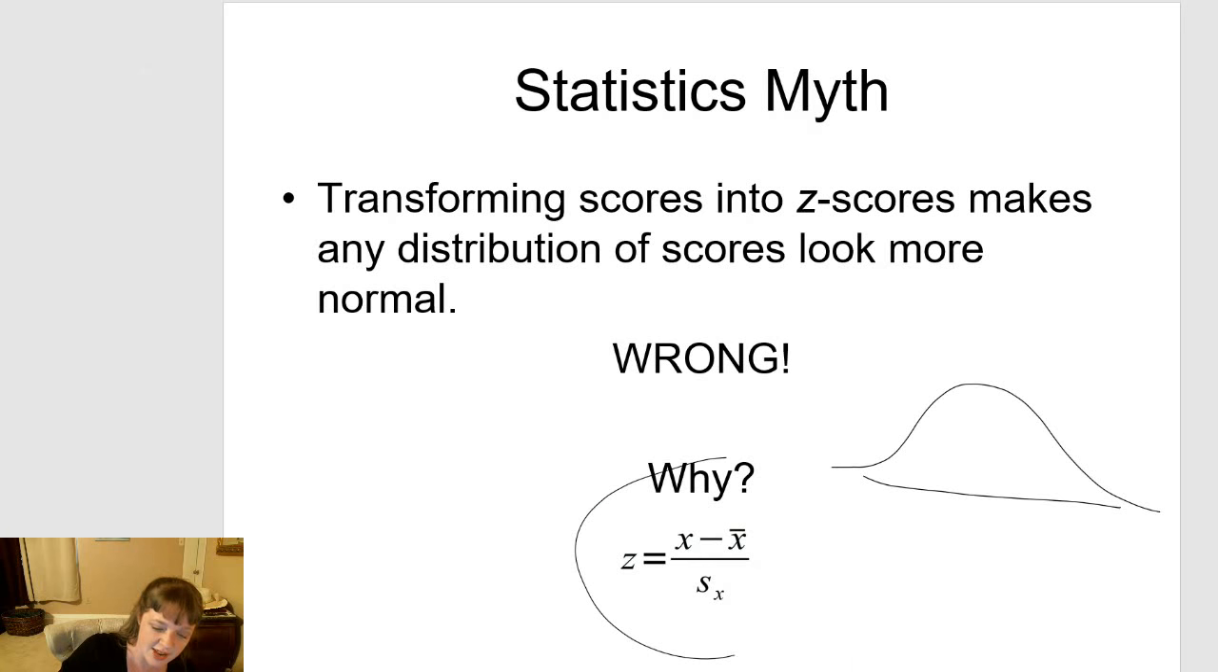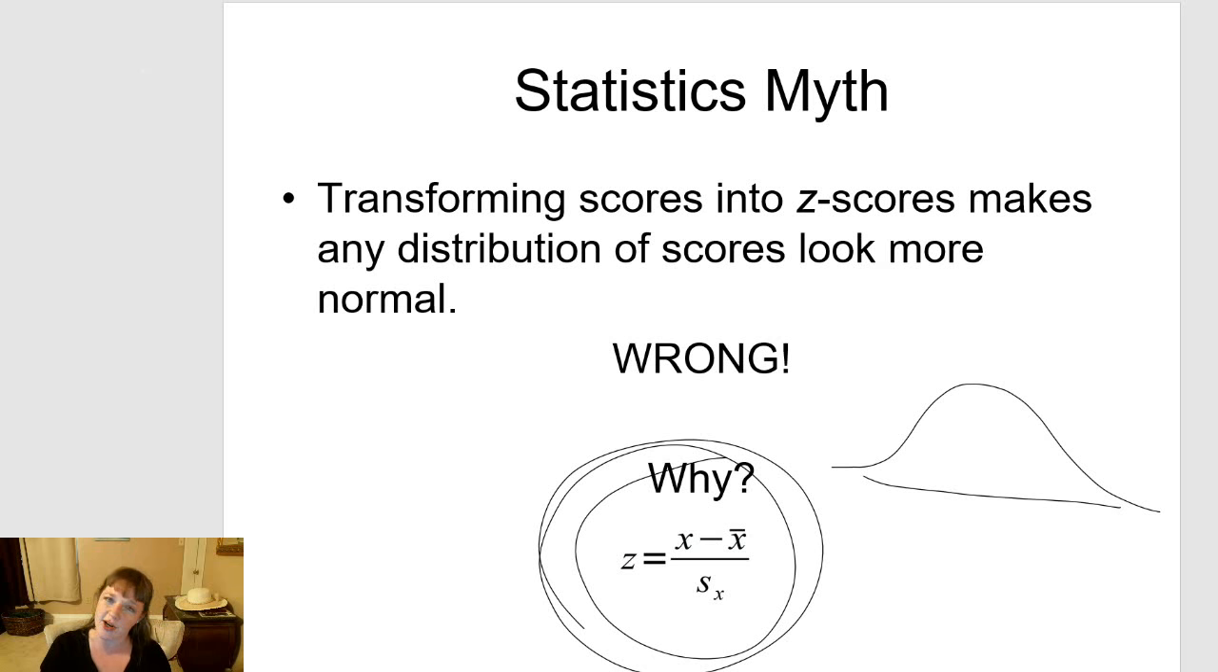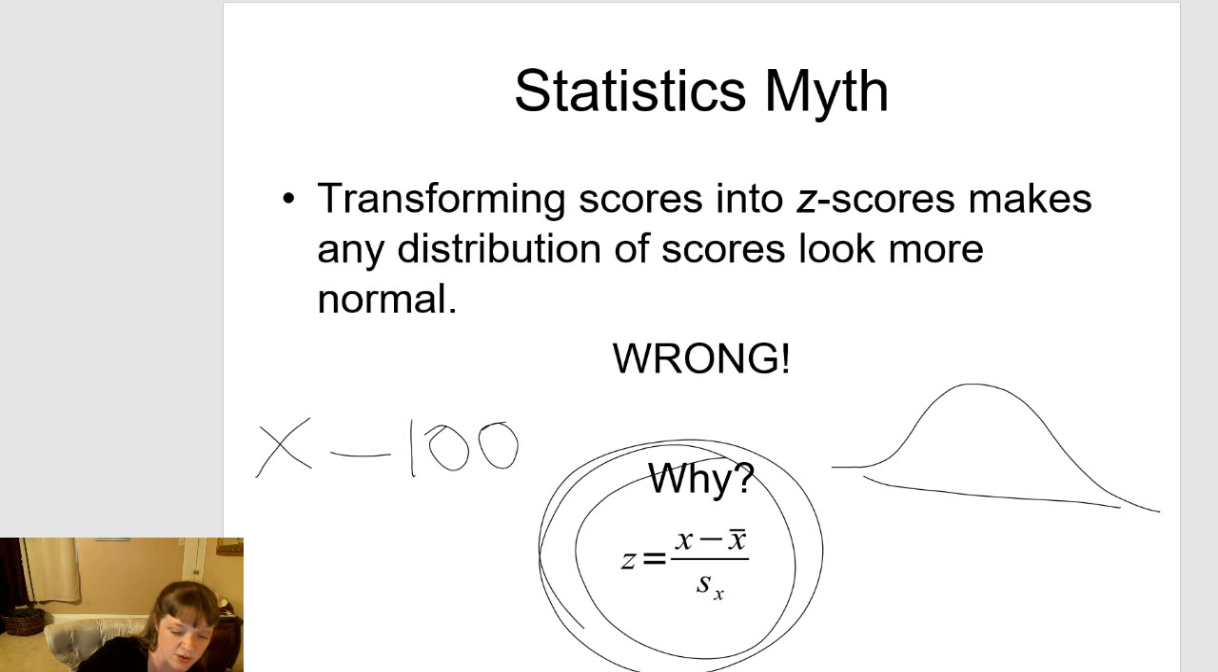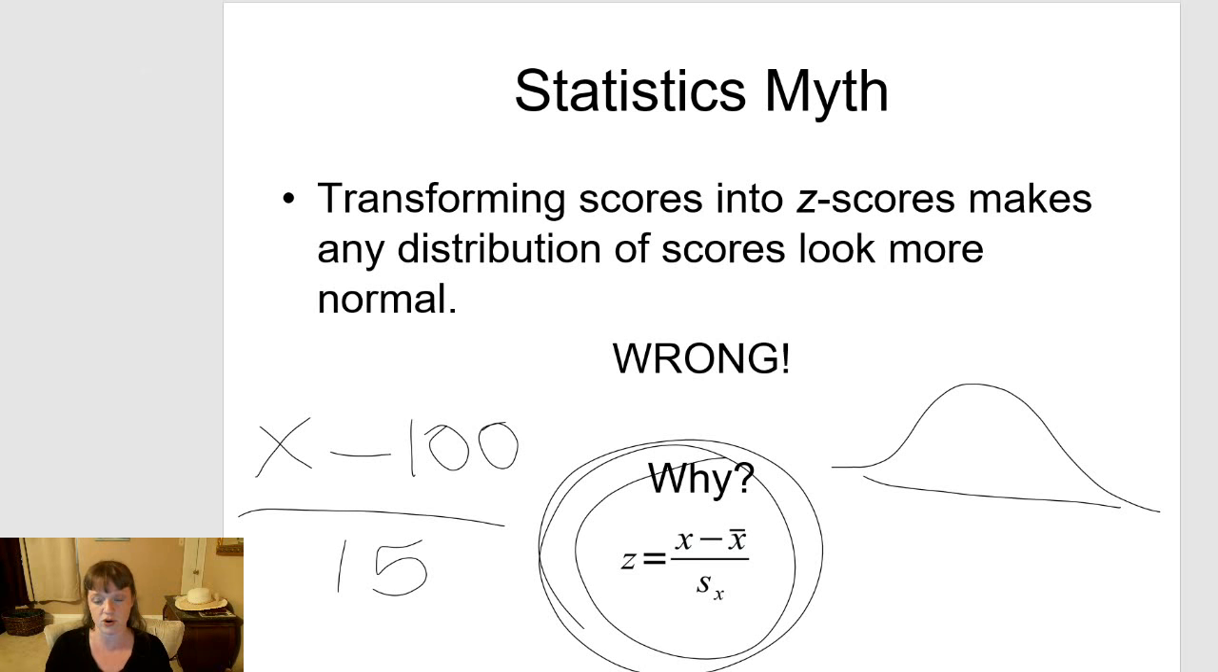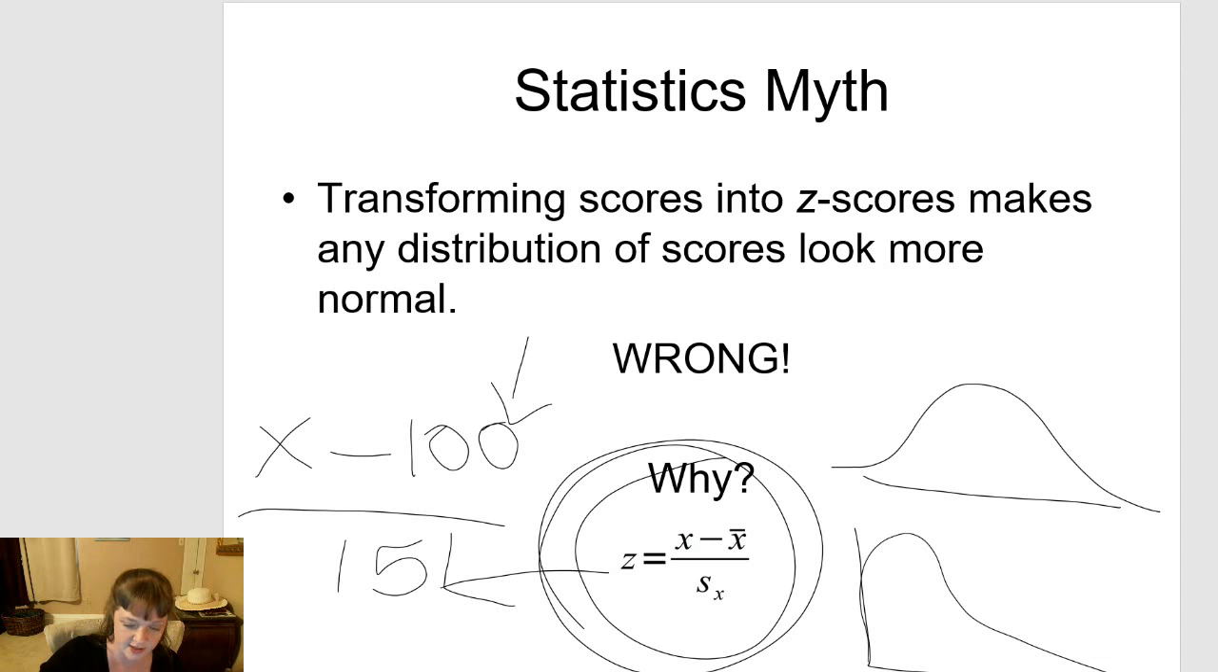But notice that the z-score transformation is linear. You're just subtracting the average and then dividing by the standard deviation, and that'll be a constant. My example from before was you took everybody's score and subtracted the average of 100, if we're talking about IQ, and divided by the standard deviation. If you're doing that to everyone's score, it is still linear. And so if the distribution was skewed before, let's say it looks like this, the shape isn't going to change. It's still going to be skewed.